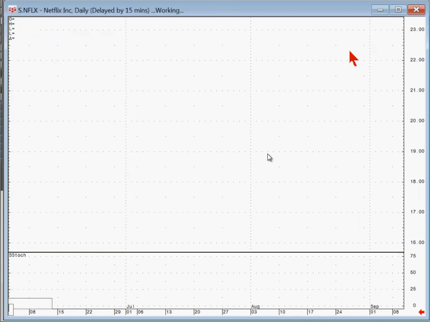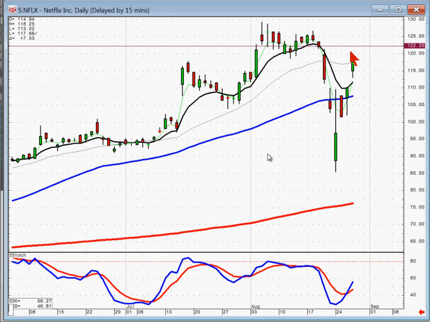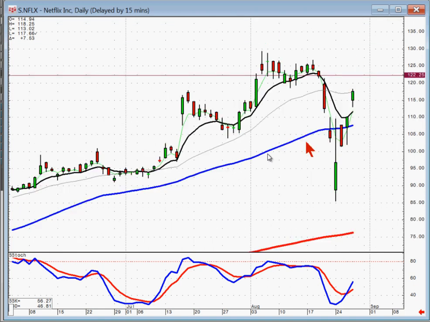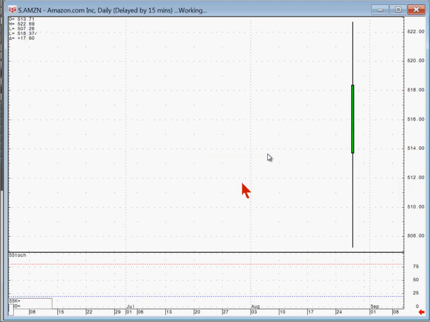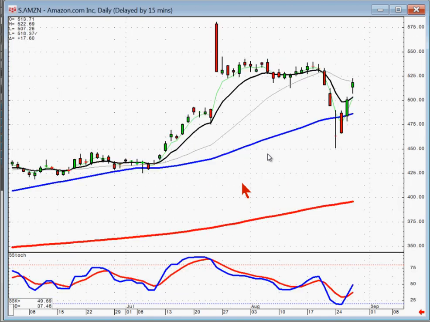Netflix, positive trading, especially going into the close. You can stay long on this one. And GLD, that's gold trying to base in here, so it might be setting up for a J-hook pattern. Amazon was up strong today. Another scoop type pattern. You can be buying this one on positive trading using the T-line as your stop.